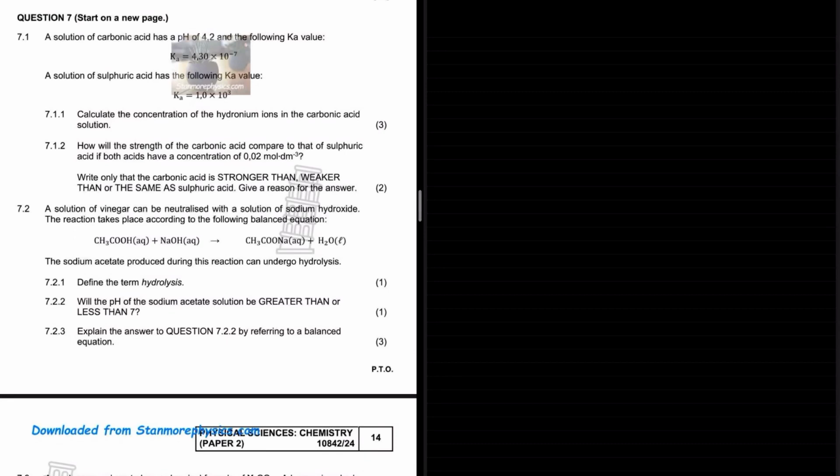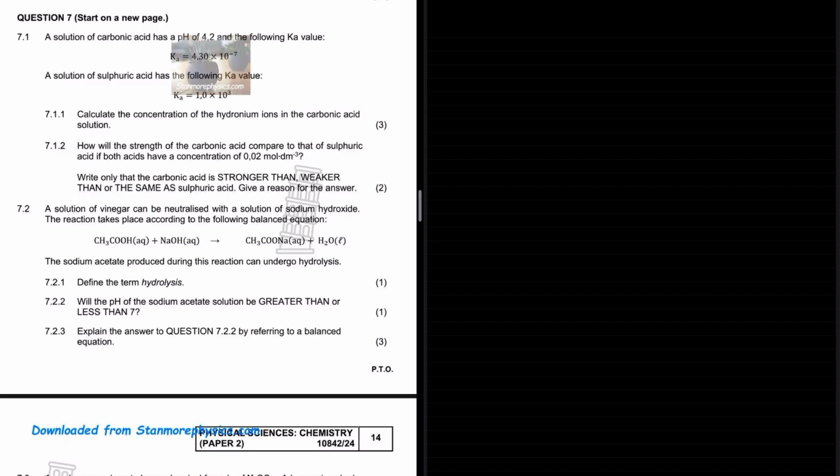Let's take a look at this acid-base question. Question 7 reads, a solution of carbonic acid has a pH of 4.2 and the following Ka value. A solution of sulfuric acid has the following Ka value. 7.1.1, calculate the concentration of the hydronium ions in the carbonic acid solution.